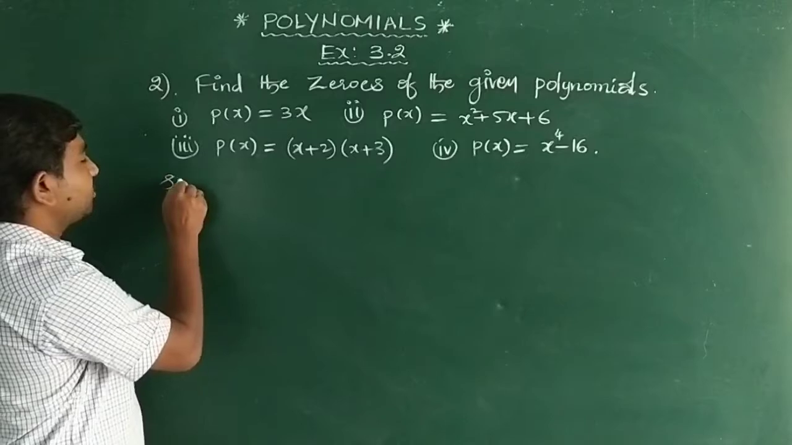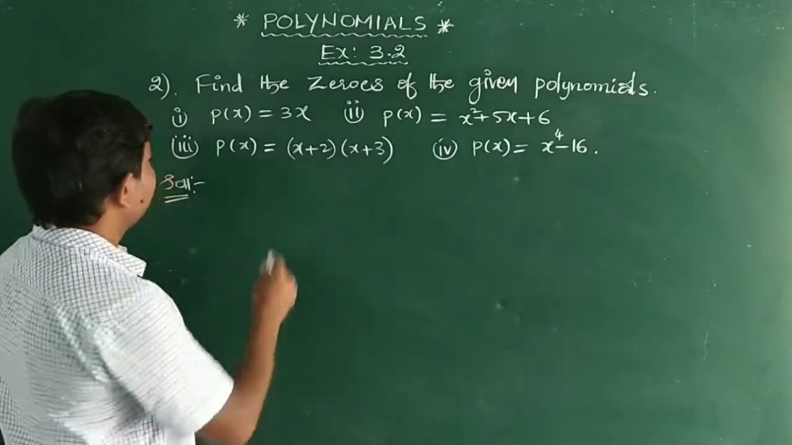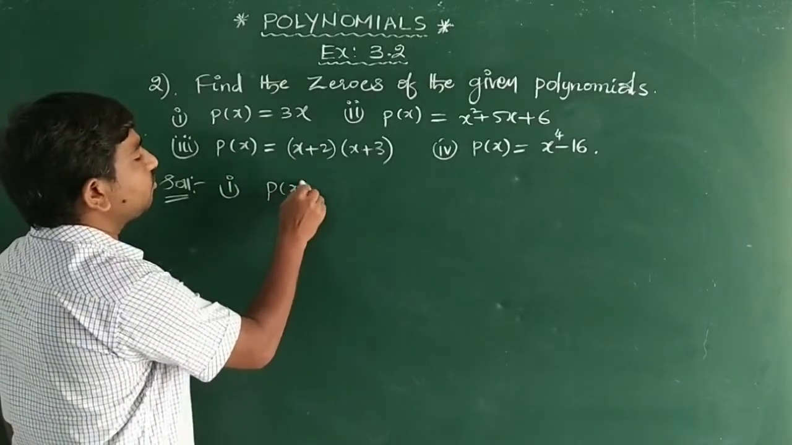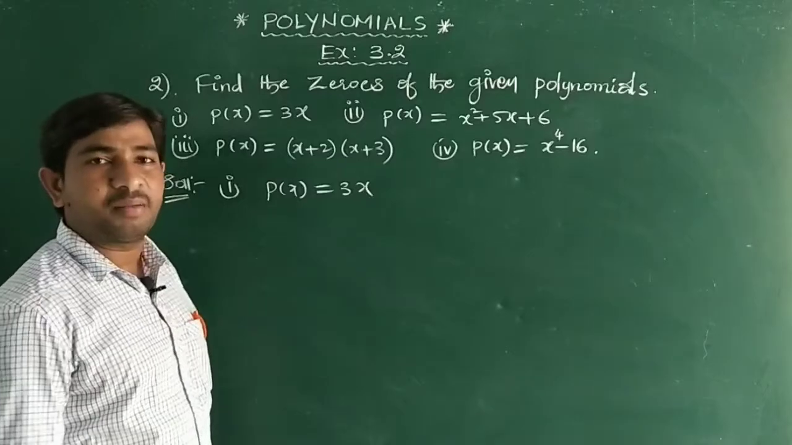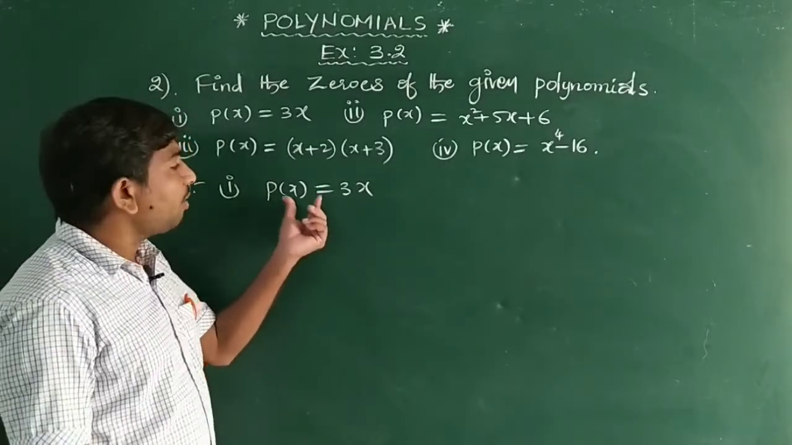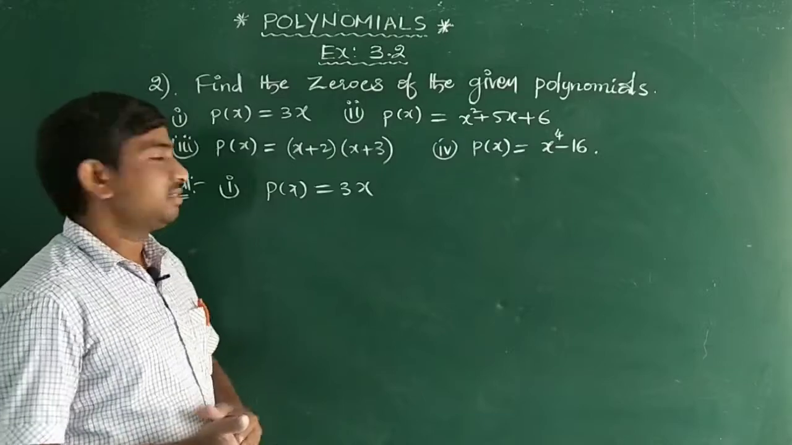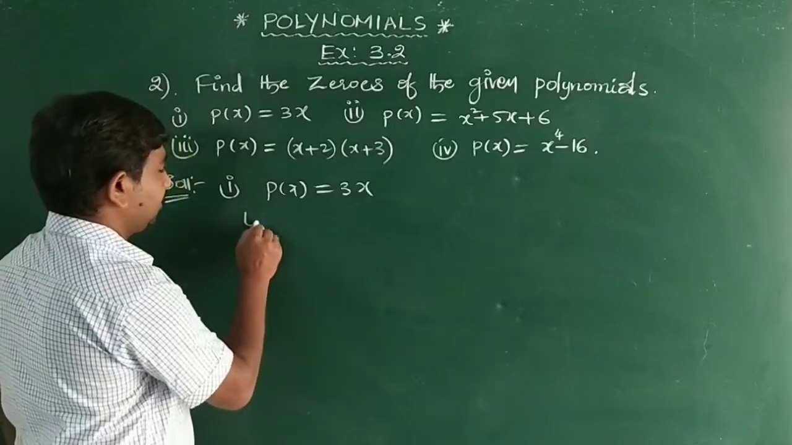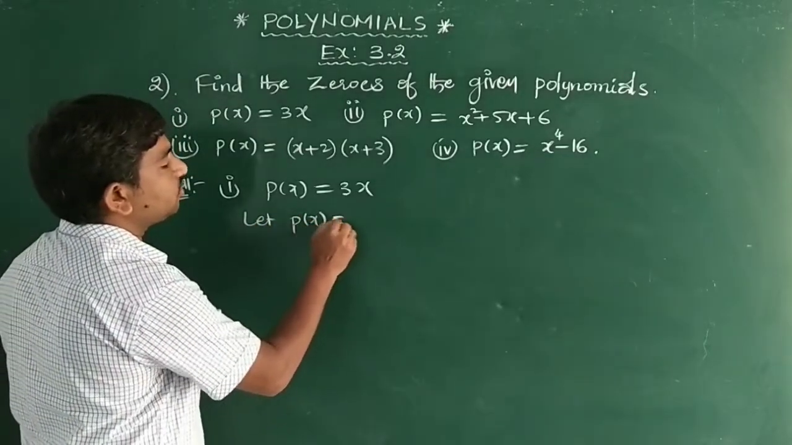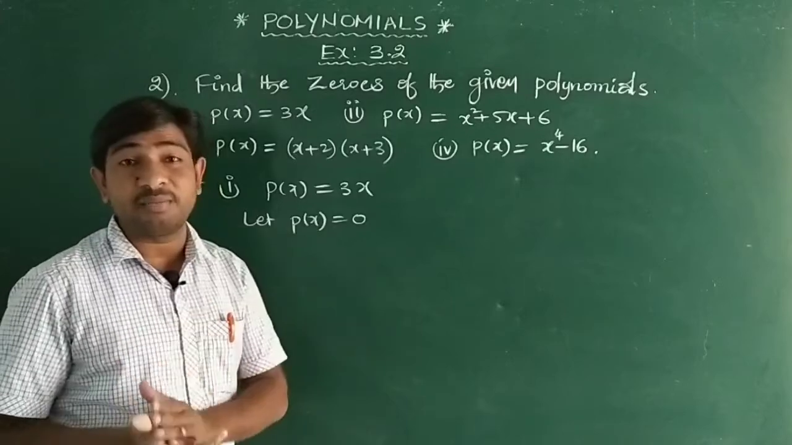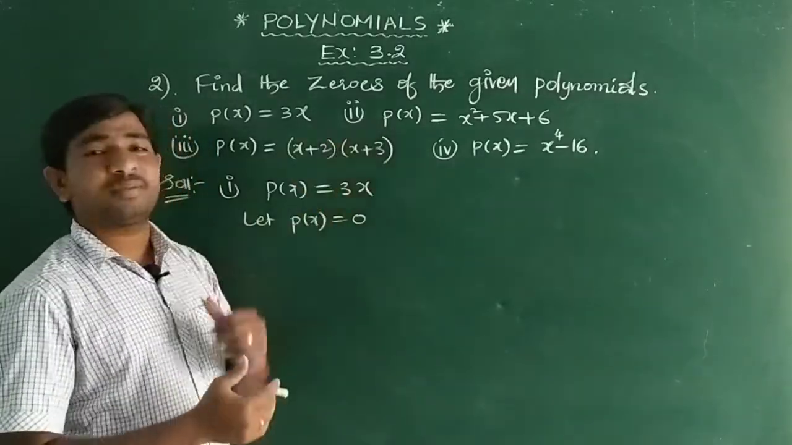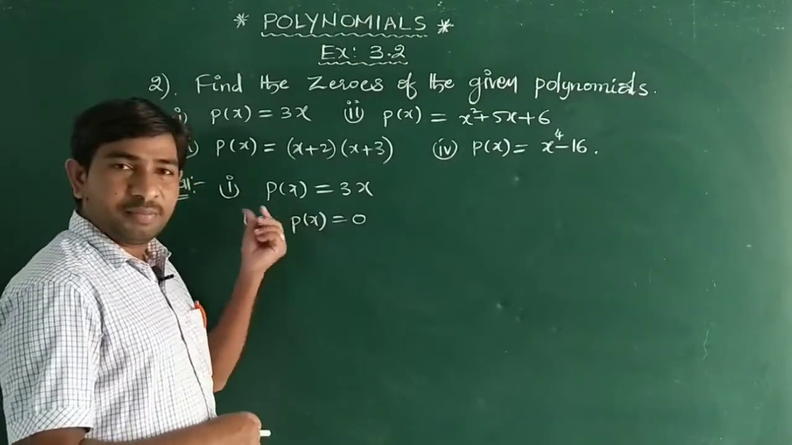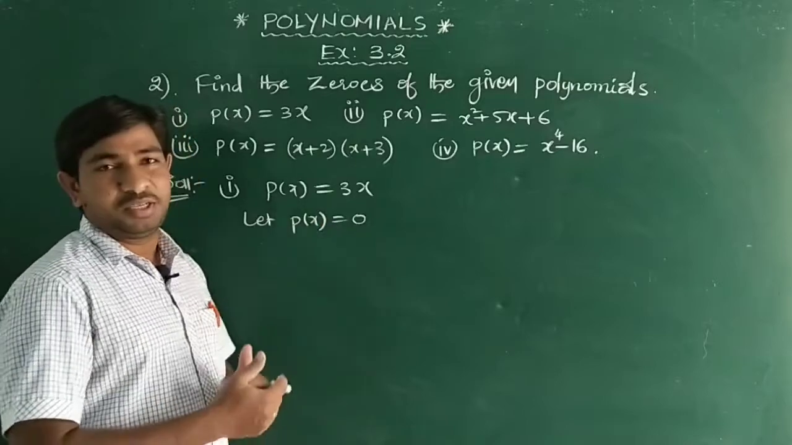So what is the first one? P of x is equal to 3x. This is the given problem. To find the zero of this polynomial, we must consider P of x equal to 0. This we have to consider compulsory, because we have to find the zeros of the given polynomial. To find the zeros of the polynomial, the given polynomial P of x must be equal to 0. Right?